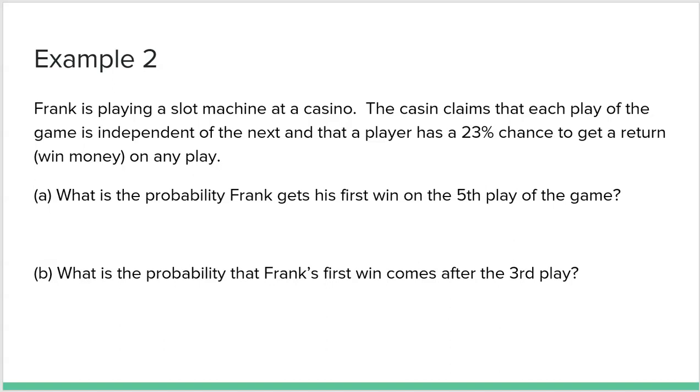So we have two questions to start off with. What is the probability that Frank gets his first win on the 5th play of the game? So his first win is on the exact 5th play of the game. The second question is a little bit more tricky. What is the probability that Frank's first win comes after the 3rd play? So let's take a look at these two answers here.